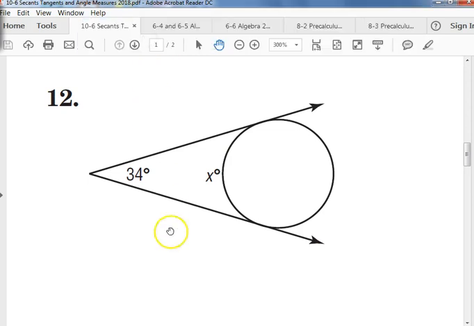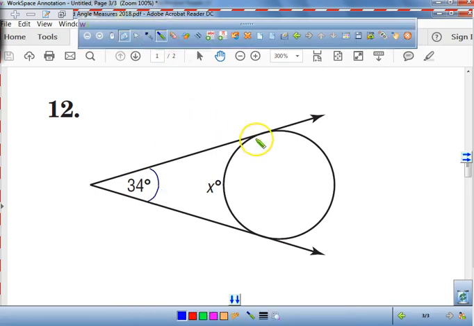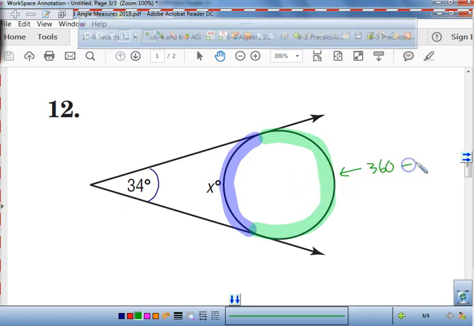Okay? This angle right here is 34 degrees. We have a smaller arc, but this time the smaller arc is x. What would the larger arc be in this particular case? What do these two arcs have to add up to? 360. So this is, once again, going to be 360 minus whatever x. There you go.